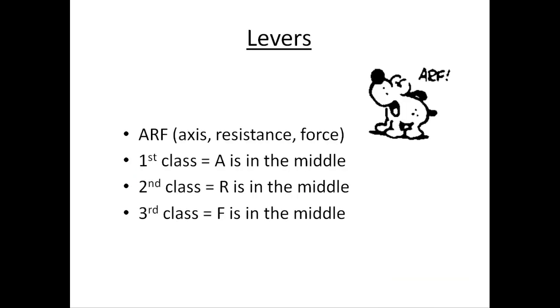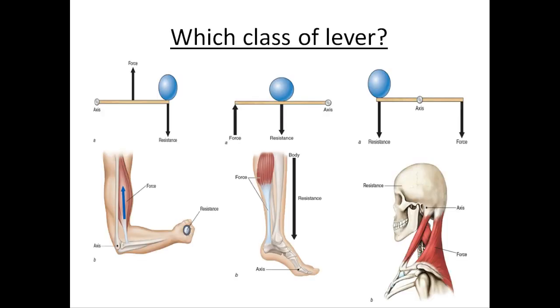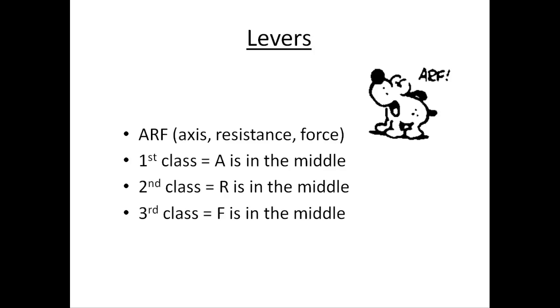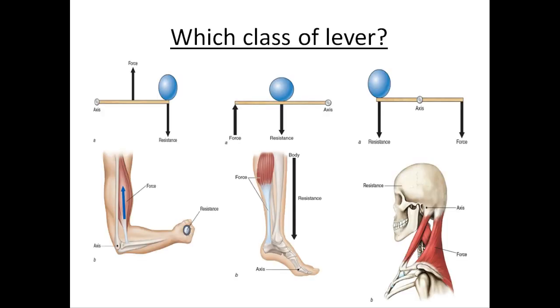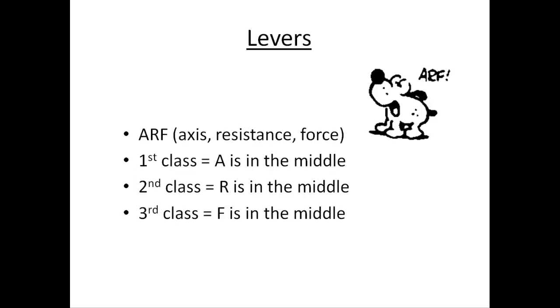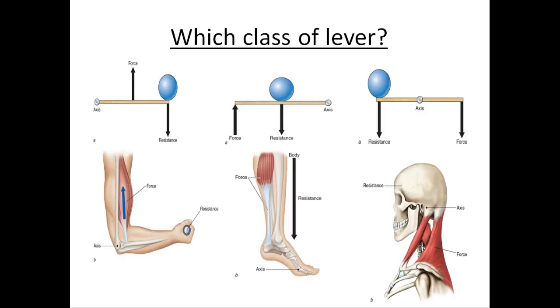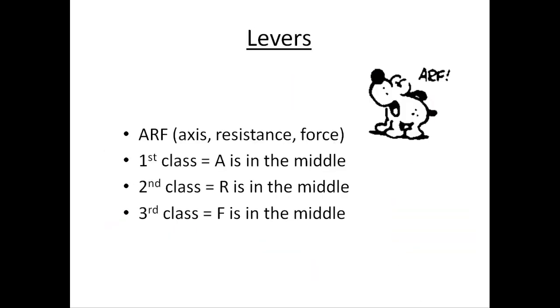So how do we remember levers? We've got the axis, the resistance, and the force. So for a first class lever, the axis is going to be in the middle. If we go back, you can see that the axis is in the middle in the skull example. If we go to a second class lever, the R, the resistance is in the middle. You can clearly see the resistance in the middle in the calf raise. And third class lever, F, the force is in the middle. Here you can see the force in the middle. And you remember that by ARF.